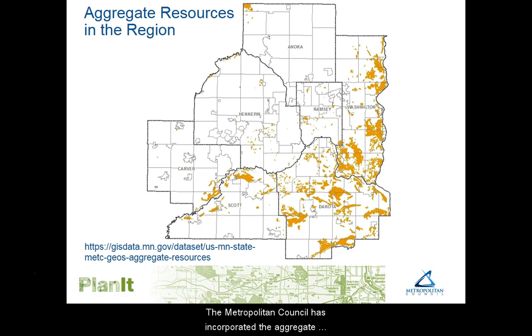The Metropolitan Council has incorporated the aggregate resources dataset from Circular 46 into its GIS database for access and use by local governmental units in preparation of their plans. This map shows the location of aggregate resources in the region. Access to the aggregate resource overlay dataset can be obtained from the Minnesota Geospatial Commons under Metropolitan Council resources.